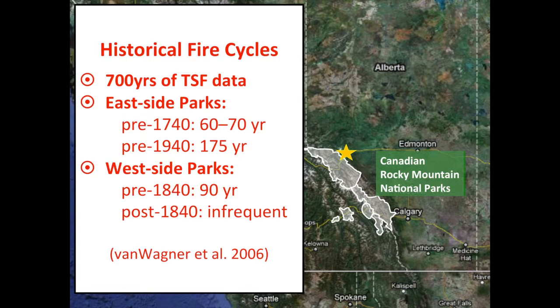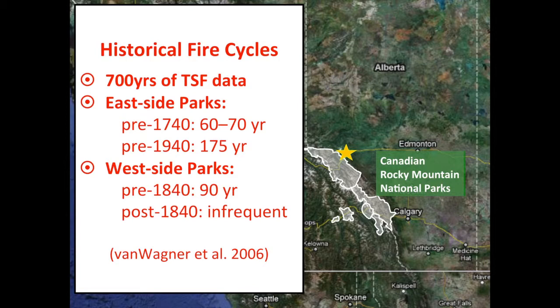And what they found was the east side parks, the ones further to the east on the map here, had fire cycles or fire return intervals of about 60 to 70 years in the several hundred years prior to 1740. But then we had a fairly significant shift in the fire regime, and in particular, between 1740 and the 1940s, that had extended out to 175 years, and then very little fire being observed after the 1940s, not enough to actually come up with a rotation or period for that time.